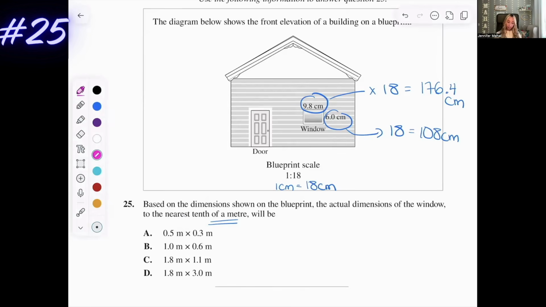So when I do that, I'm going to want to divide both of them by 100. The reason I'm dividing is because 1 meter is equal to 100 centimeters. When I do that, to the nearest tenth of a meter, this would be 1.8 meters. I'm just moving the decimal back, really similar to the previous question. And then same thing with this one, so this one would get rounded to 1.1 meters. So my answer for this is going to be C.